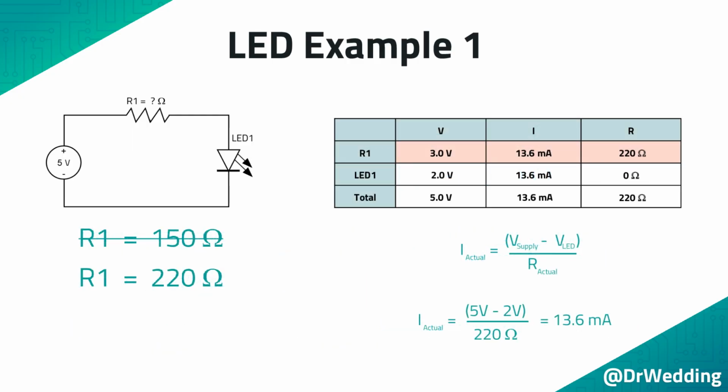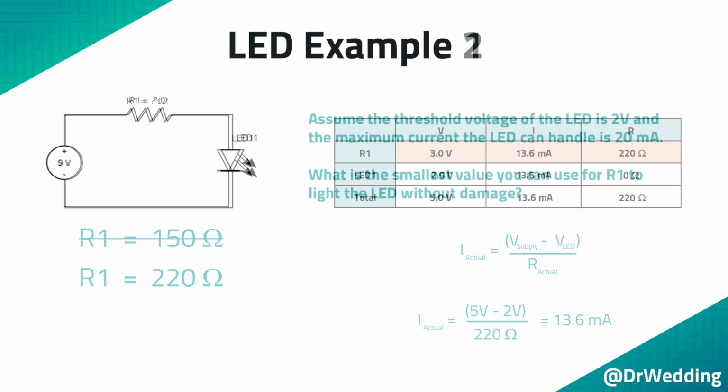After a resistor value is chosen, a table can be generated. Start with the supply voltage and remove the diode's threshold voltage. The remaining voltage and the single resistor are used to calculate the actual current. 13.6 milliamps is about 68% of the maximum current. This will not hurt the LED, and it will be brightly lit.